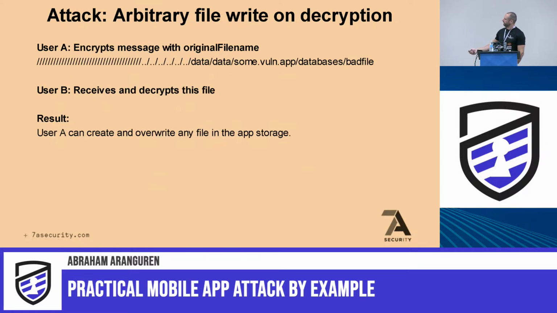So it was a crypto app, right? So you could encrypt a message with an original file name of lots of slashes and then dot slash something else. And then when user B receives and decrypts this file, the file will basically overwrite whatever you want, right? So you can overwrite the database of the app or whatever, right? So user A can create and overwrite any file in the app storage, right?